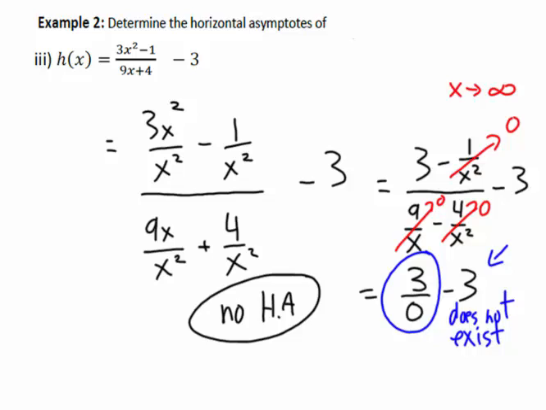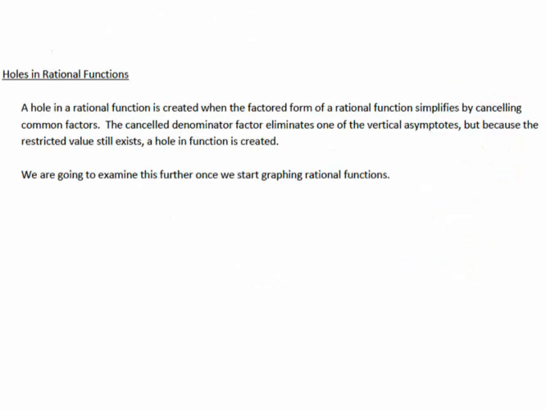If it did exist, we would take that number and minus 3 to determine the horizontal asymptote. We would bring that constant along. And we're going to do this a lot throughout this course and do some more examples like this. But let's look at one last piece here, and that's the hole in a rational function.